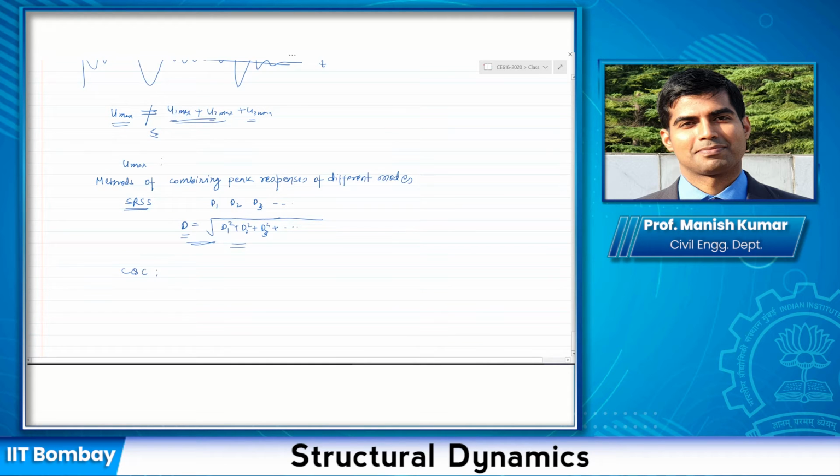The other method people employ is the complete quadratic combination. This method is a little bit mathematically complicated. So in our course, we are only going to focus on SRSS, because for hand calculation, SRSS is the only one amenable. If you have software, you can implement CQC and get the total maximum response using the individual peak responses, using the complete quadratic combination method.